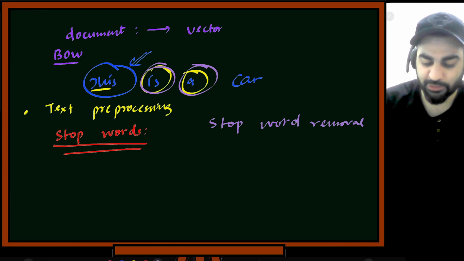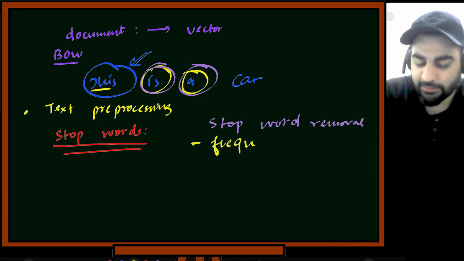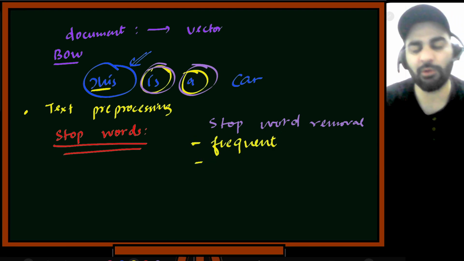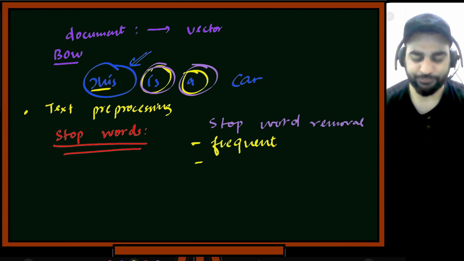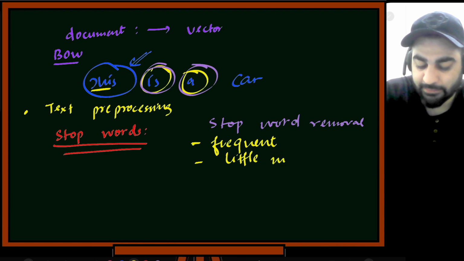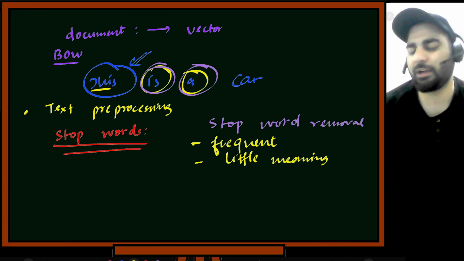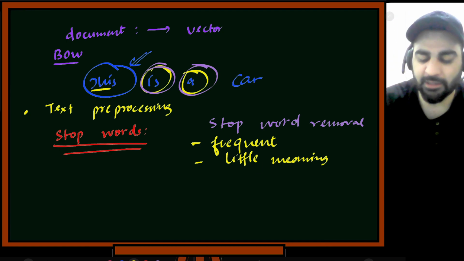Why do we remove these stop words? Because they are very frequent in every document. Whatever document you take, they are frequent in it. And the second thing is they carry very little meaning in the context, and they contribute very little. So that's why it's better to remove these words.